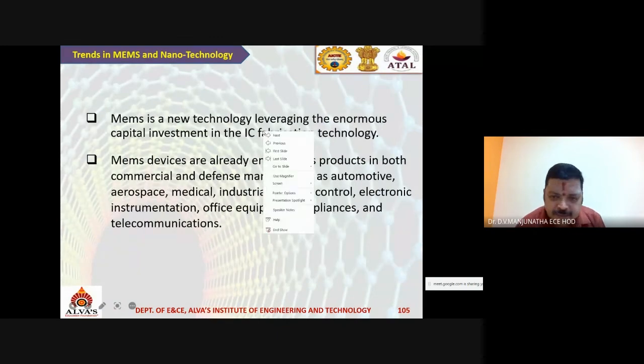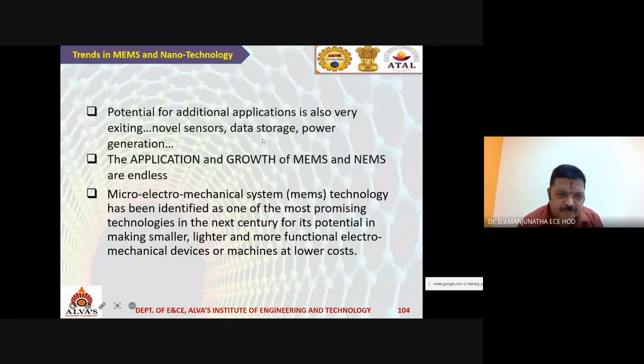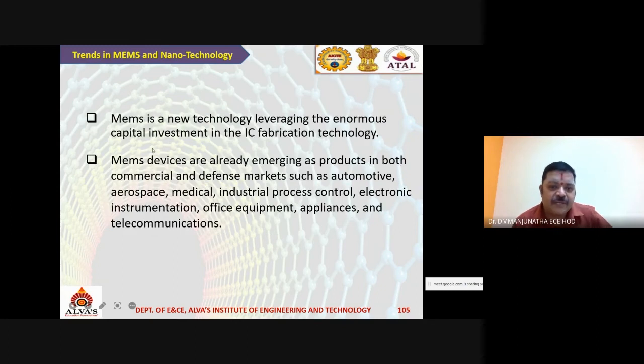Yeah. So I was telling you about MEMS applications. Micro electromechanical systems technology has been identified as one of the most promising technologies in the next century for its potential in making smaller, lighter, and more functional electromechanical devices and machines at lower costs. MEMS is the new technology. Of course, it's not a new technology. We have entered into this leveraging the enormous capital investment in IC fabrication technology.